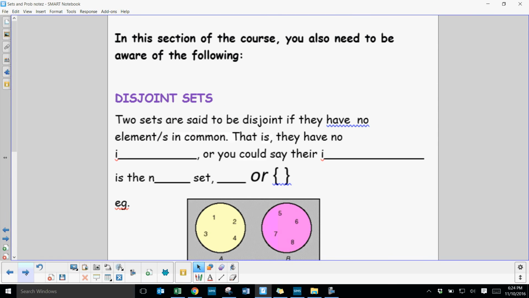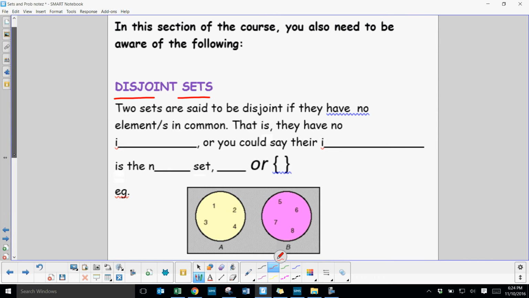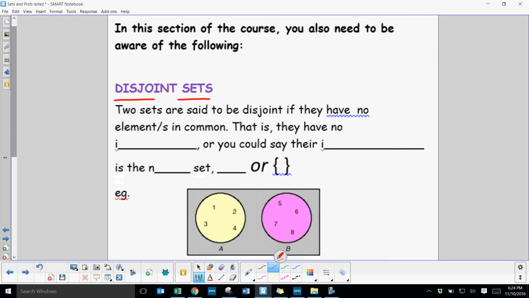Now we're up to the next section where we're going to do some defining as well of a new section called Disjoint Sets. I'm not sure if you've heard of them before. So you also need to be aware of the following disjoint sets. So in the diagram you can see an example of some disjoint sets. So looking at that diagram, try to think what would be missing in the words above. Two sets are said to be disjoint if they have no elements in common. That is, they have no, have a guess?